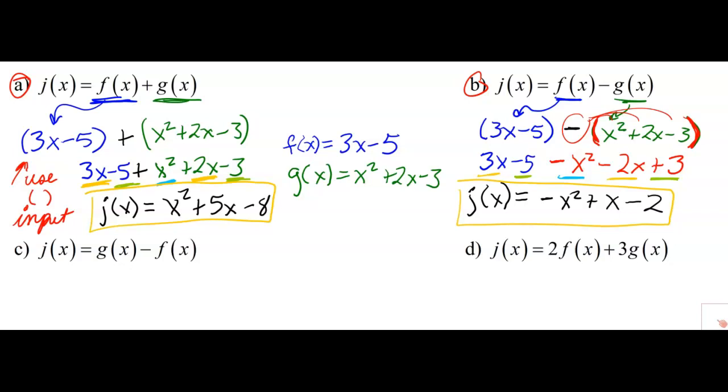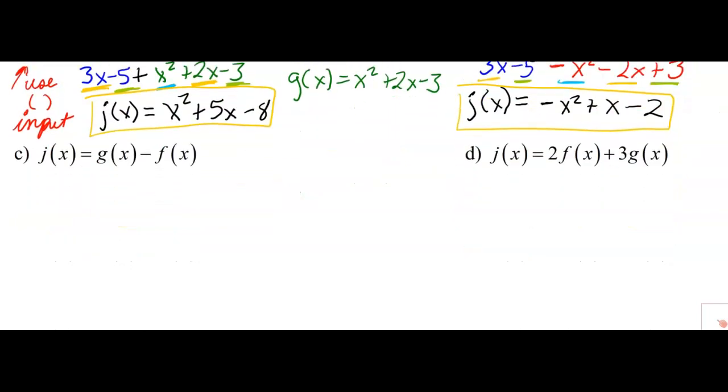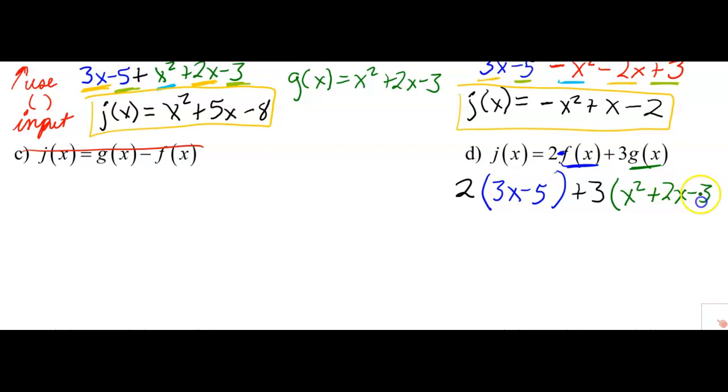Let's also look at D. Not going to worry about C. C is, we've already talked about that type of problem. So on D, I'm doing something a little different. I've got a 2, and what's happening here, if I don't see a symbol, is multiply. So 2, and I'm doing that with the parentheses, 3x minus 5, plus 3, x squared plus 2x minus 3.